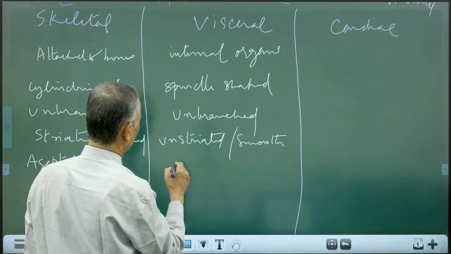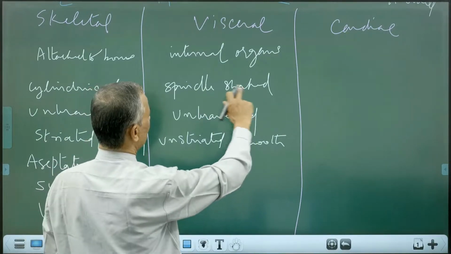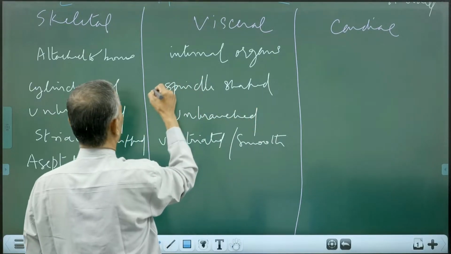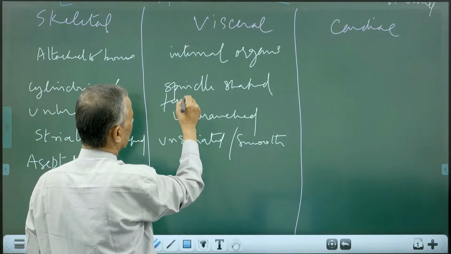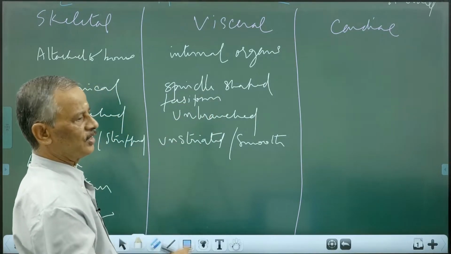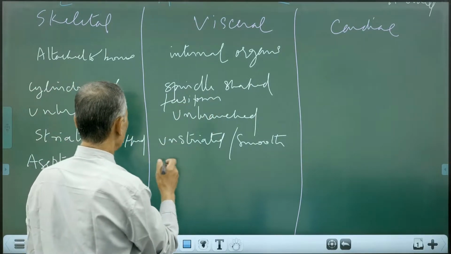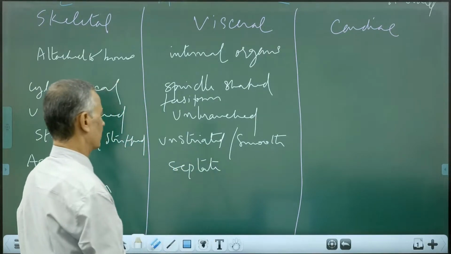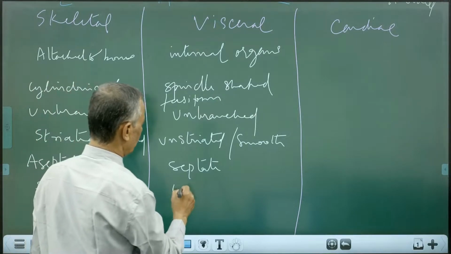They are having spindle shaped, fusiform. They are also called fusiform. So each and every cell is independent. So it is septate and uninucleated.